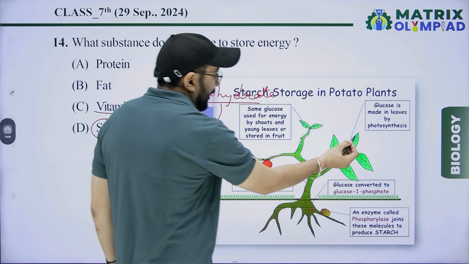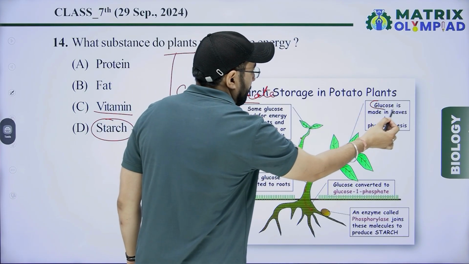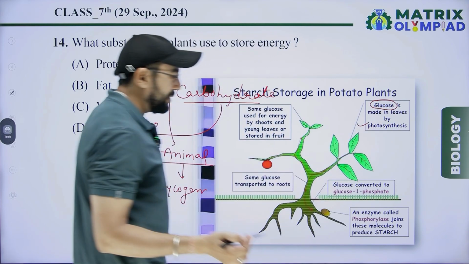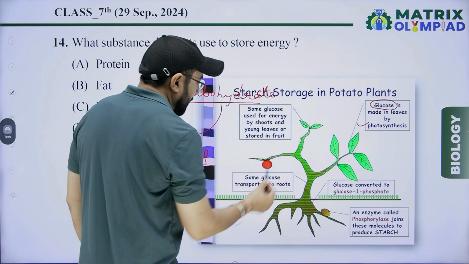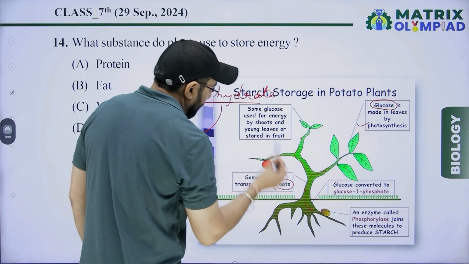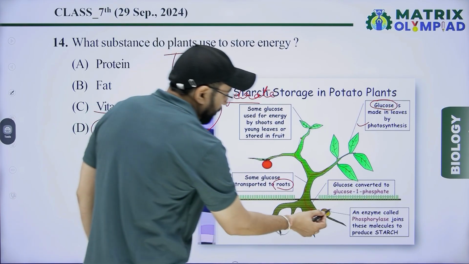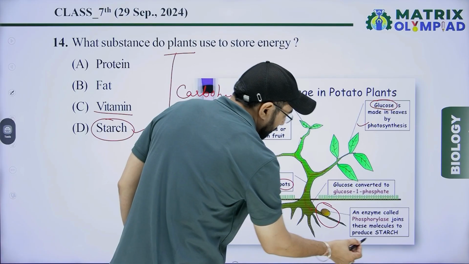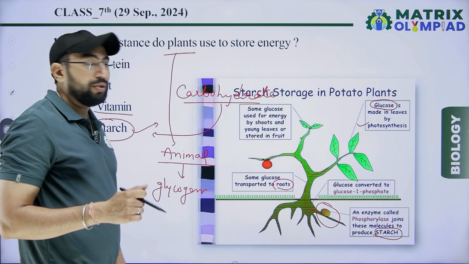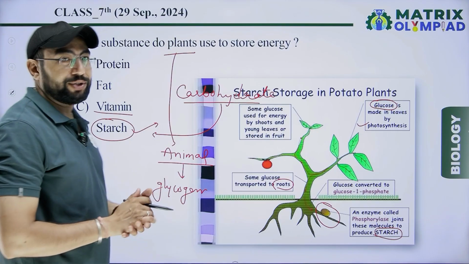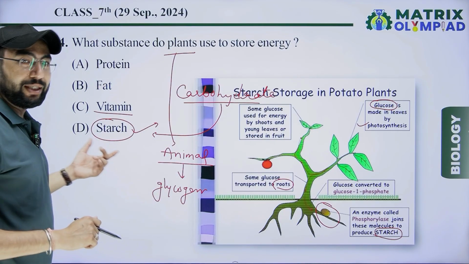Now, in leaves, glucose is formed by photosynthesis. Some glucose is stored in leaves and some is transported to roots. And in potato, it is stored in the form of starch. So our right answer for this question is option D.